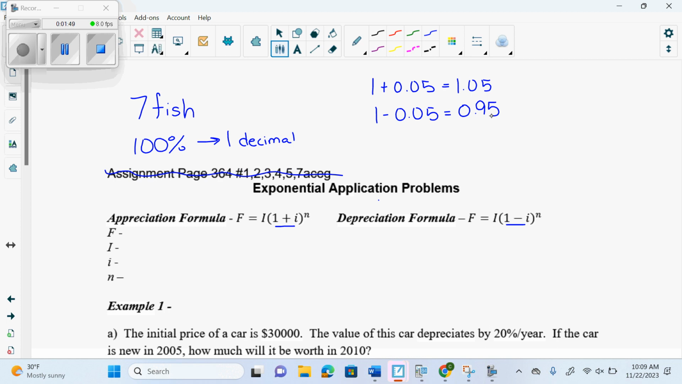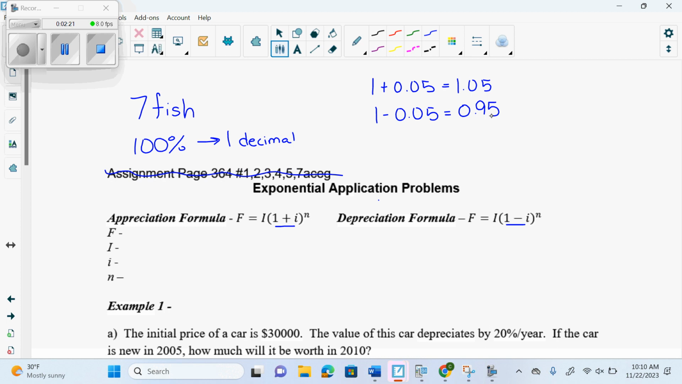So if it's above 1, I'm increasing, correct? If it's below 1, I'm decreasing. You see that? How much I'm increasing or decreasing is how far away I am from 1. So how far away is this one from 1? 0.05, so 5%. How far is this one away from 1? 0.05. So I'd be decreasing by 0.05 or 5%, right? So that's all it is. It's nothing crazy.